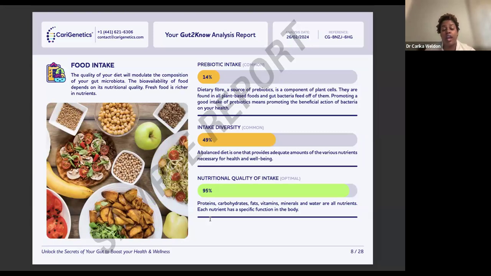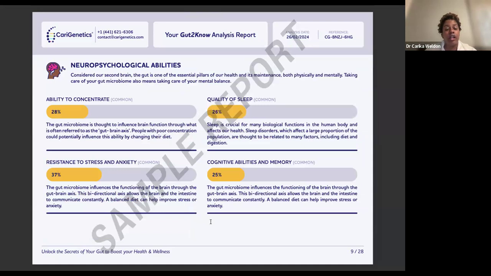So under food intake, you have prebiotic intake, you have intake diversity and nutritional quality of intake. Under neuropsychological abilities, you have ability to concentrate, quality of sleep, which again is one of the biggest ones that I have encountered. You have resistance to stress and anxiety. Again, another big one that I get asked about. And then cognitive abilities and memory.